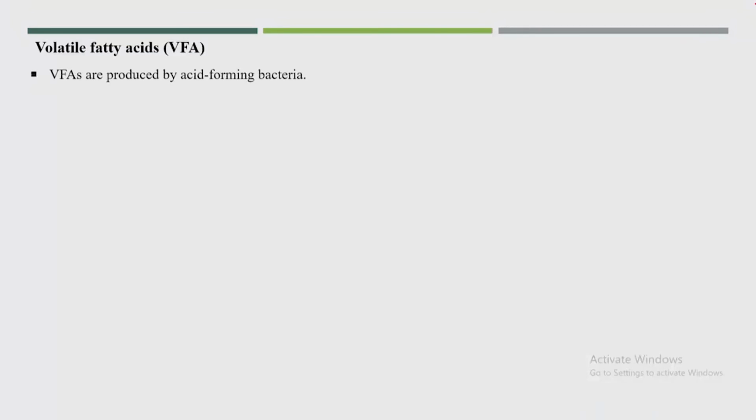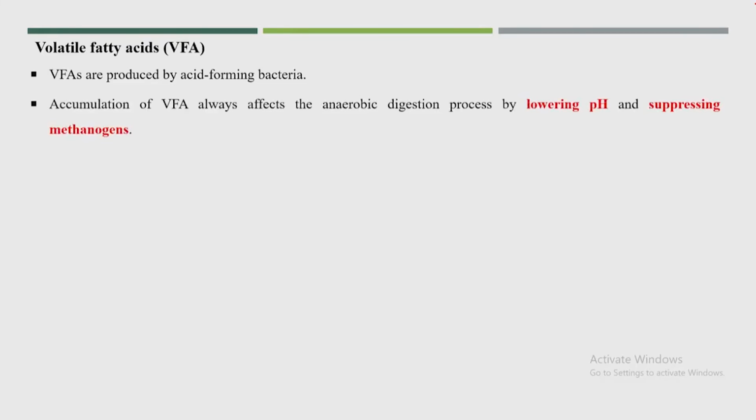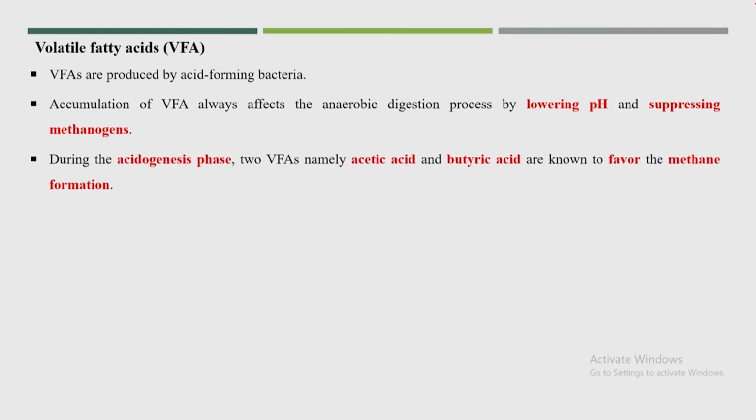Next is the VFA. So, this is what we were talking about. The VFAs are produced by the acid forming bacteria. So, accumulation of VFA always affects the anaerobic digestion process by lowering the pH and suppressing methanogens.